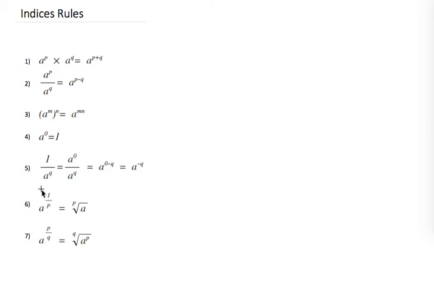And rule number 7, a to the power of p divided by q is the same. So the denominator goes here and the numerator goes here. But if you're confused, hang tight. We might do some examples, and hopefully that can get rid of some of the confusion you might be having at the moment.